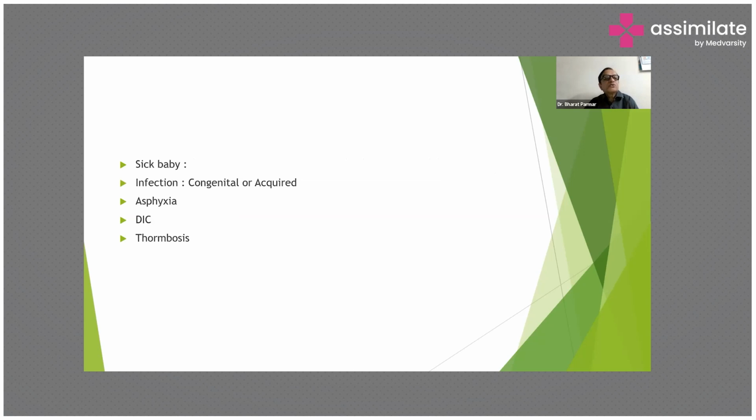In a sick baby, the causes of neonatal hemorrhage are infection, congenital or acquired, asphyxia, DIC, and thrombosis.